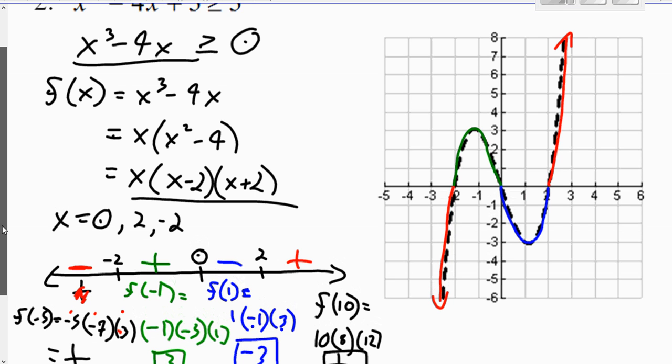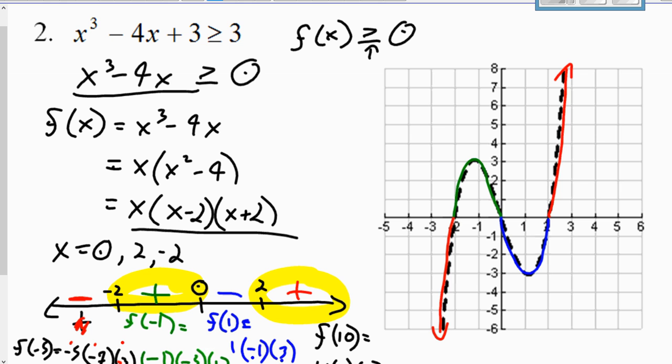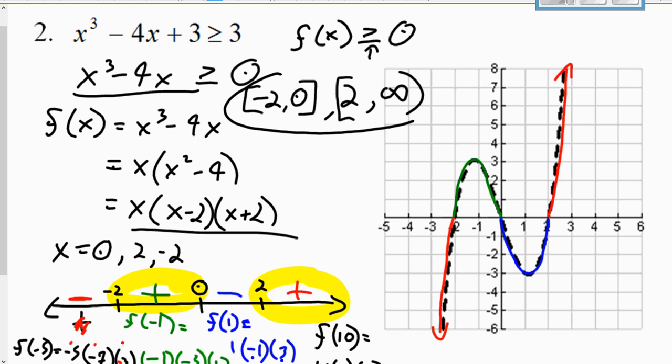So looking back to the inequality, I wanted to know when f of x is greater than or equal to 0. So it is inclusive. So when did I get positive values? I got positive values here, and I got positive values here. So that gives me, and it's inclusive, the interval from -2 to 0, inclusive, and from 2 to infinity, inclusive here, but can never reach infinity, so it's an open bracket there. So this is my solution for the inequality of that polynomial.